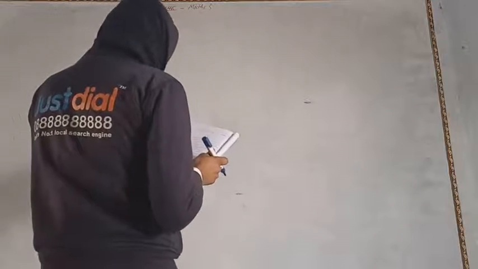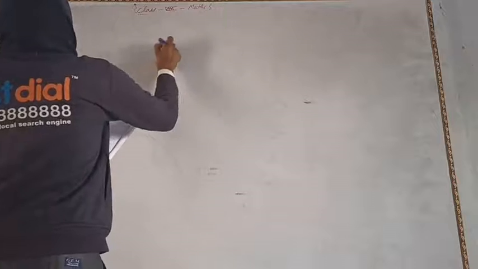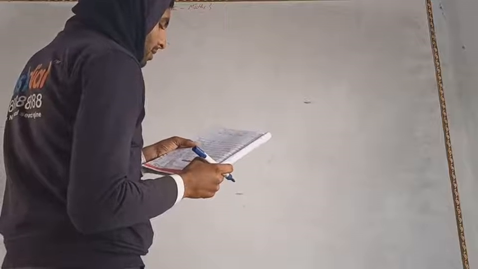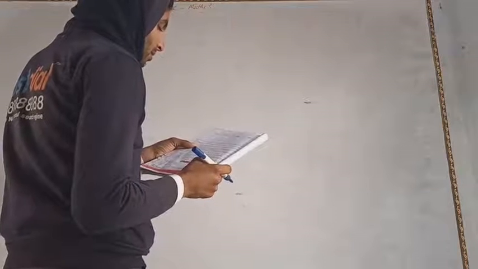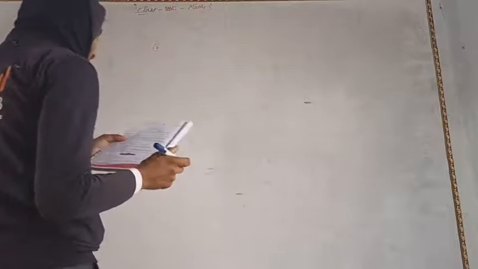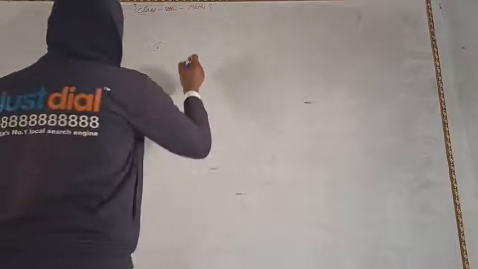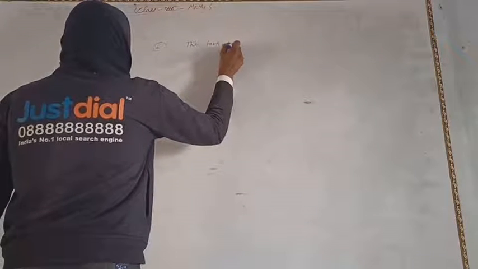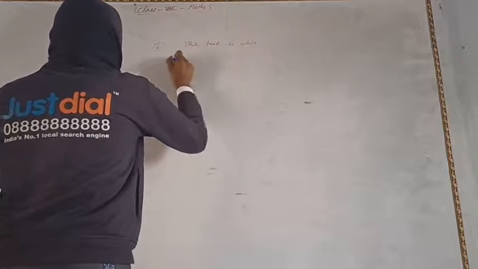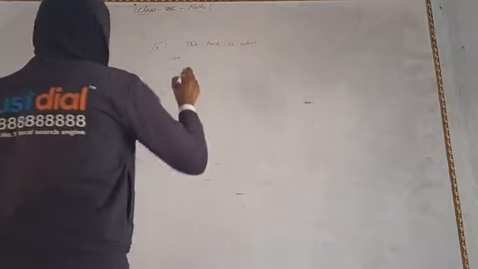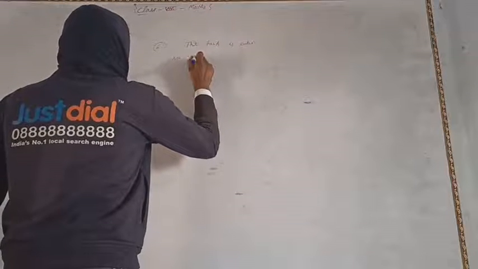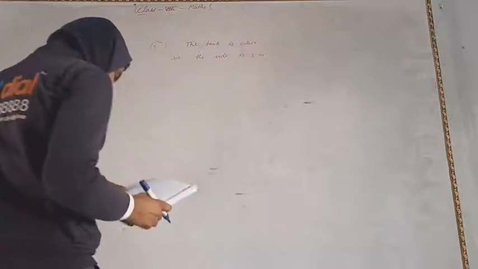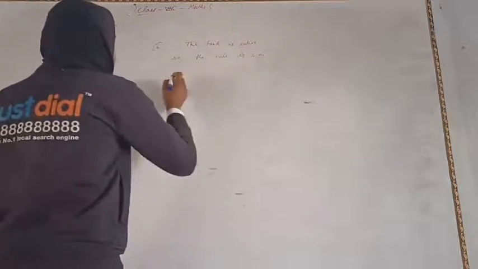Here is problem number 6. In problem number 6, a cubic tank of side 5 meter is to be filled with water. How much volume of water is required to fill it? Find the volume in liters. Okay, so here the tank is cubic, the side is 5 meter, and we have to fill the cubic tank.